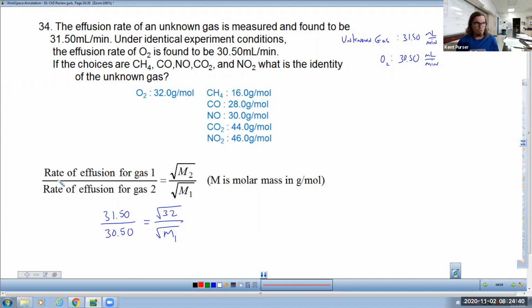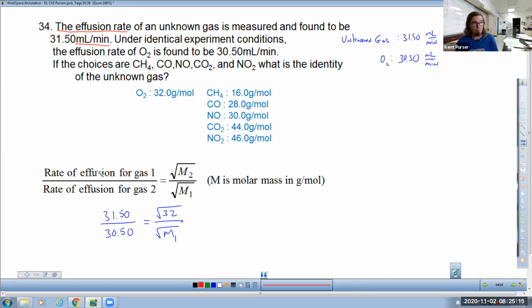So here it is. Okay, so first of all, you need to recognize an effusion rate, all right? Because the formula says you need the rate of effusion for 2 different gases. So how do you know what an effusion rate is? Well, some people might know it by its units, the volume per minute. Not me. How I know this is an effusion rate problem is because it begins by saying the effusion rate of an unknown gas is this number. So I now know that the effusion rate for gas unknown is 31.5. And then they tell me the effusion rate of oxygen is found to be 30.5. So I have those 2 rates, okay?